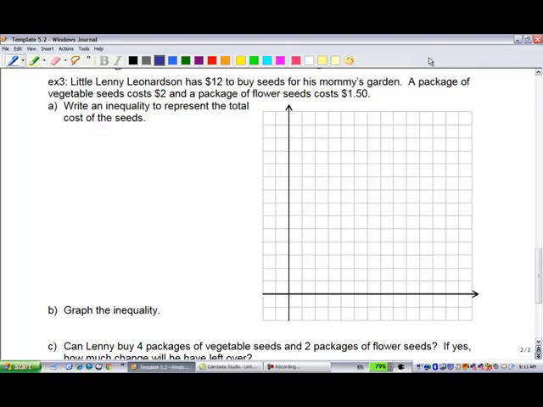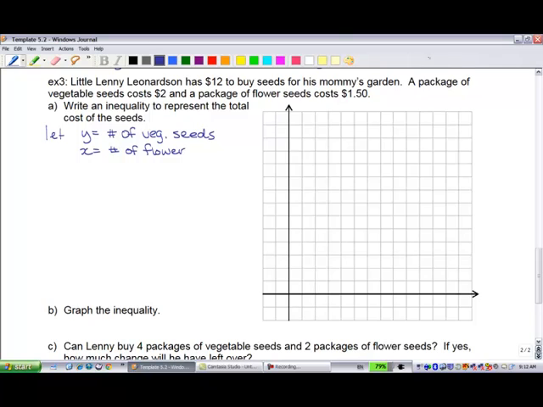And then there's going to be two different variables going on here. Vegetable seeds cost $2 and flower seeds cost $1.50. So let's use maybe just a let statement to keep things a little bit clear for us. Let y equal the number of veggie seeds bought, and let's use x to represent the number of flower seeds bought.